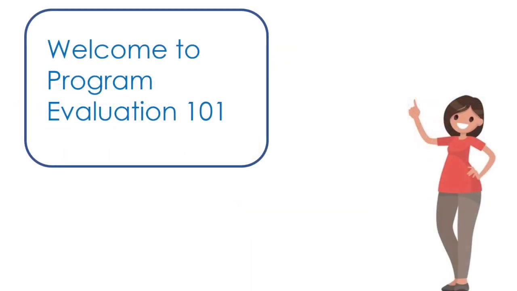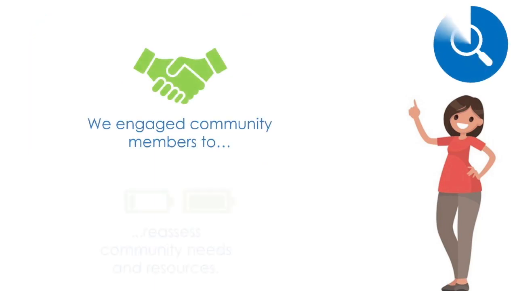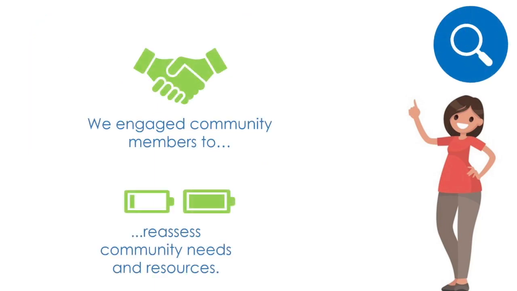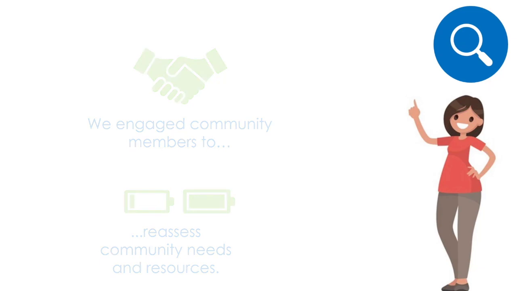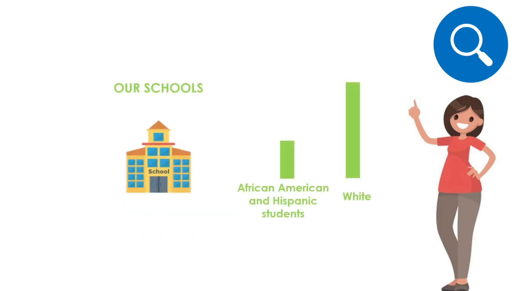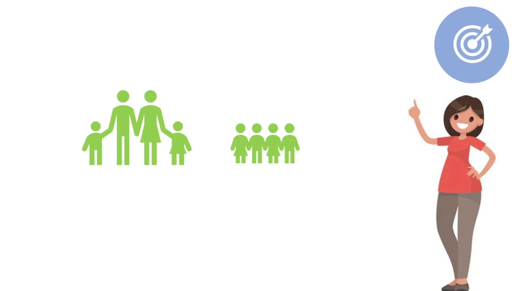2 years ago, after I attended a workshop on program evaluation, we began a journey to improve our program. We started with engaging community members to reassess the needs and resources in our community. We learned that while test scores had improved at the schools we were working with, our schools had not been as successful in helping Hispanic and African American students to achieve. By talking with parents and students, we learned that our program wasn't doing enough to meet the needs of our African American and Hispanic students either.